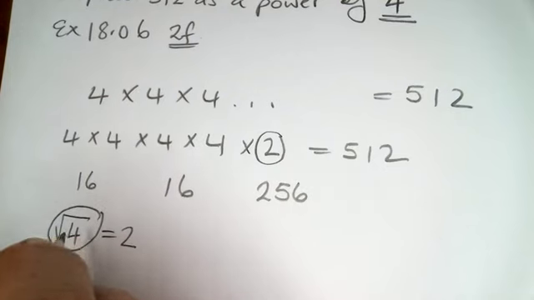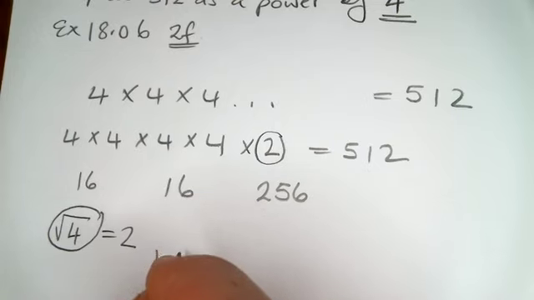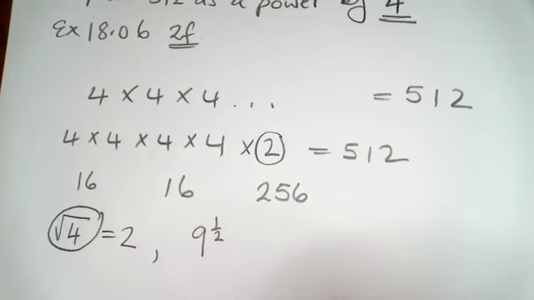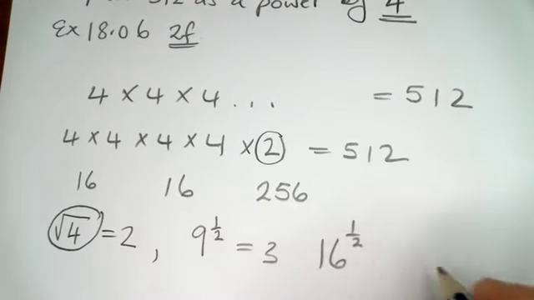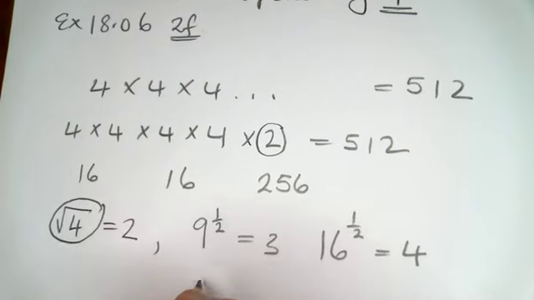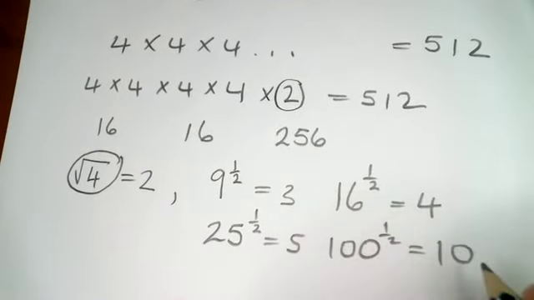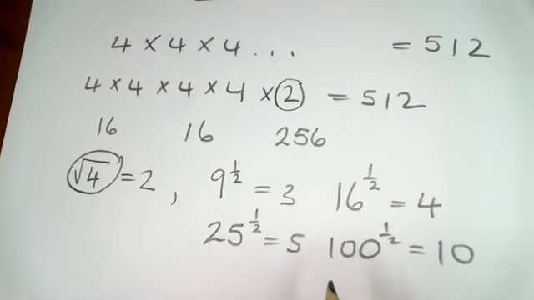Well, if I want to find the square root of any number, I just write it as the number to the power of a half. So, for example, the square root of 9 is 3. The square root of 16 is 4. The square root of 25 is 5. The square root of 100 is 10. Yeah? So the power of a half just means the square root.